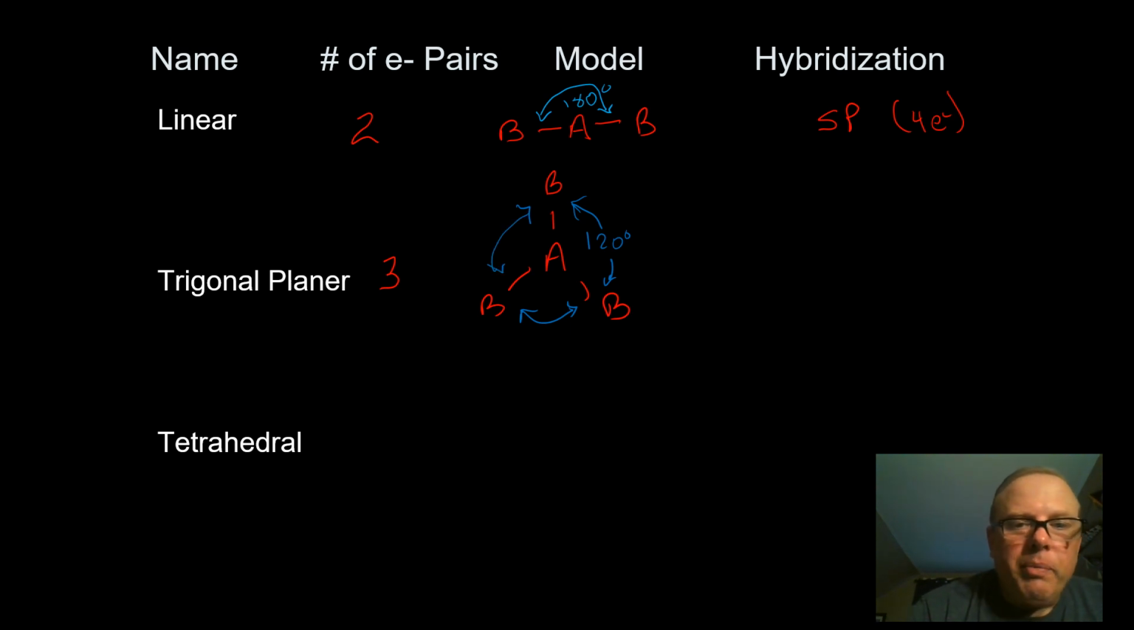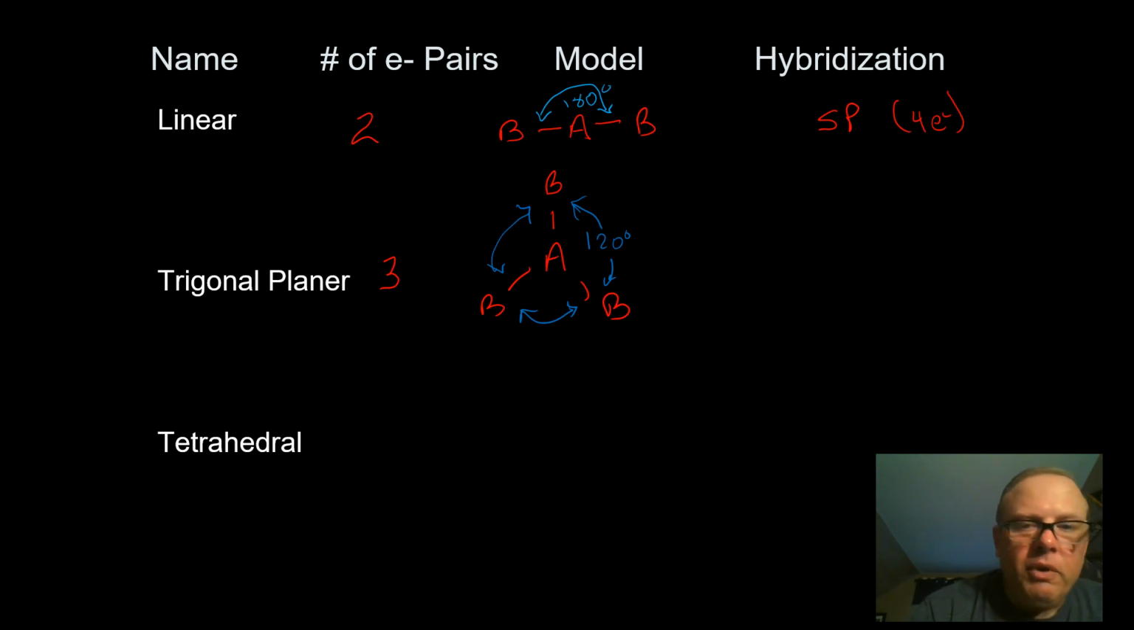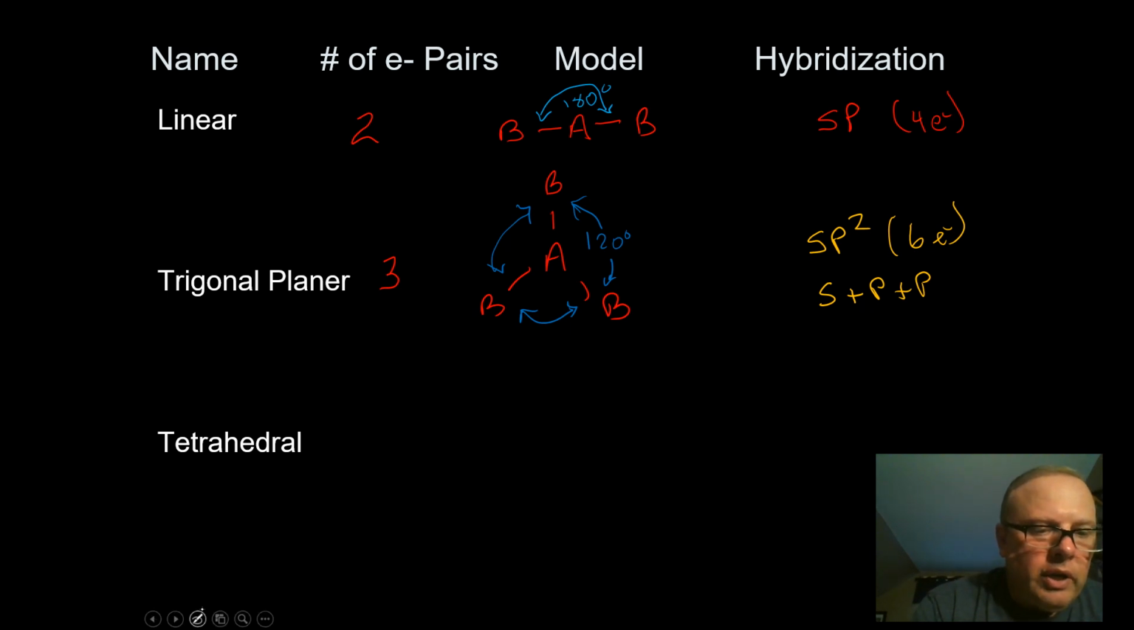Okay, our hybridization, now we have 3 pairs of electrons. 2 of them are from s and 4 of them are from p. So sp2 hybridization, because we have 6 electrons. s plus p plus p. Each of these makes 2 electrons.